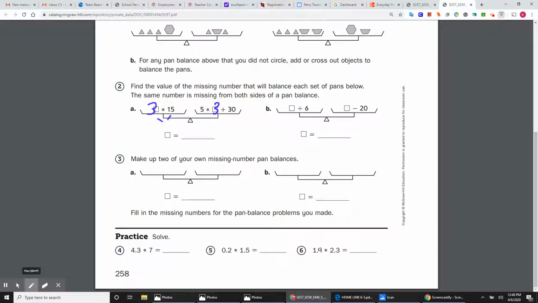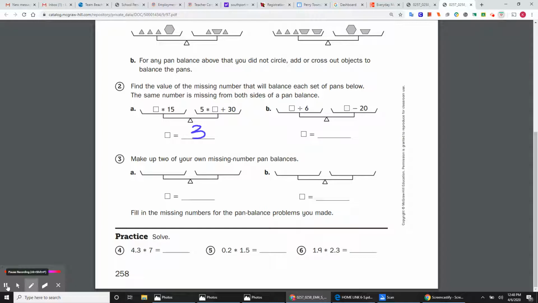So on the left side, we have 15 times 3. 15 times 3 is 45. And then on the right side, we have 5 times 3, which is 15, plus 30, which would equal 45. So since we got the same number on both sides, those would be equivalent. So the number that we need to plug in there is the number 3. So one box is going to equal 3.